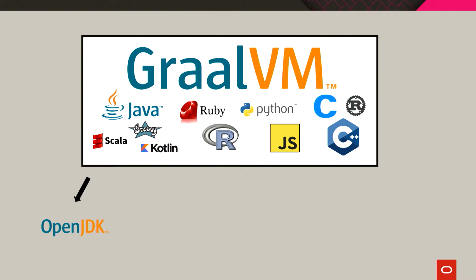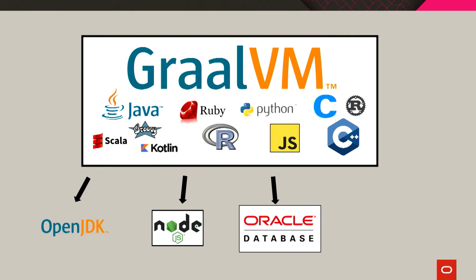Okay, so that's what GraalVM can run, but it can run in different contexts. I mentioned the OpenJDK context, as a just-in-time compiler, but it can also run as part of the Node.js platform. So it can run all those languages within Node.js, and we have a Node utility shipped with GraalVM. You can also run those languages inside the Oracle database. So instead of pulling your data out of the database and pushing it back after doing some manipulation, you can do the operations directly inside the database.